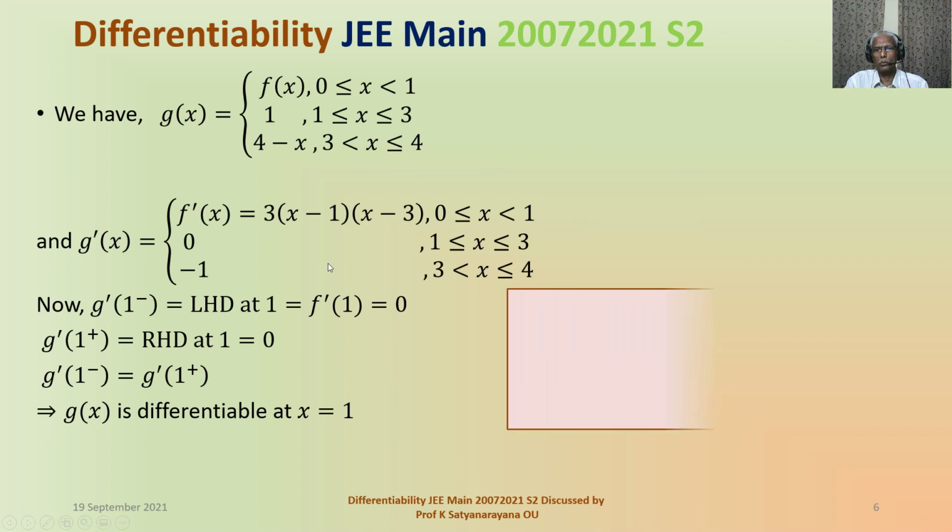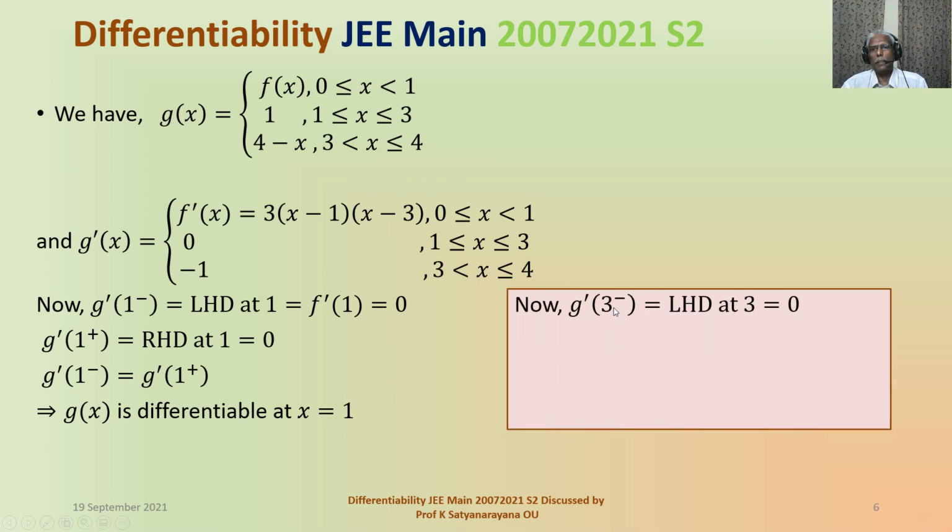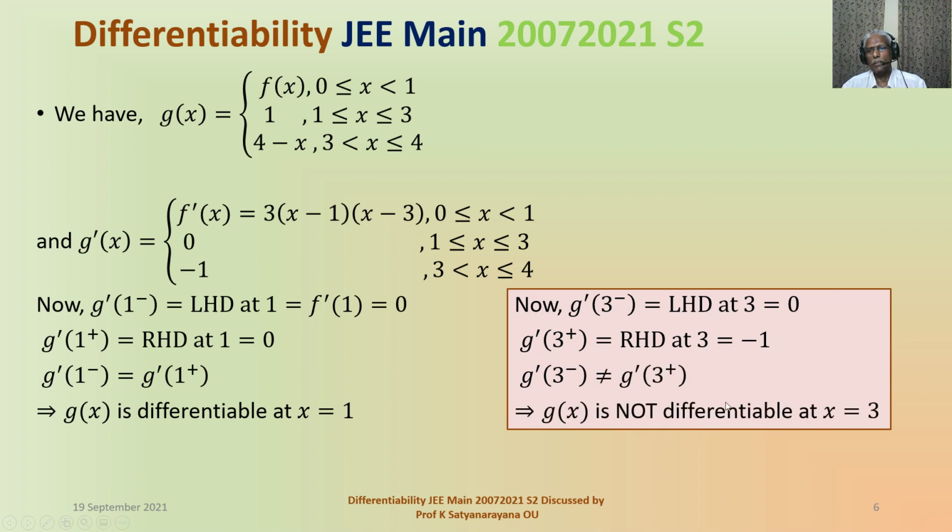What happens at x equal to 3? Now g prime 3 minus, that means the left-hand derivative, x approaches 3 in this direction, the value is 0, and when x approaches 3 from the right, the value is minus 1. So g prime 3 plus, the right-hand derivative at 3, the value is minus 1, and we see they are not equal, and hence g of x is not differentiable at x equal to 3. In the open interval 0 to 4, the only point where the differentiability is lost is x equal to 3.